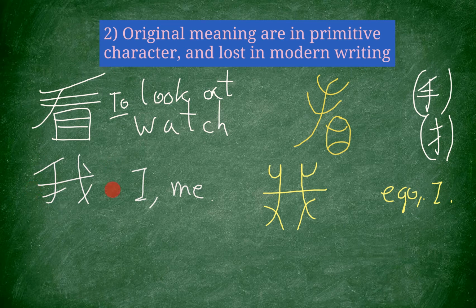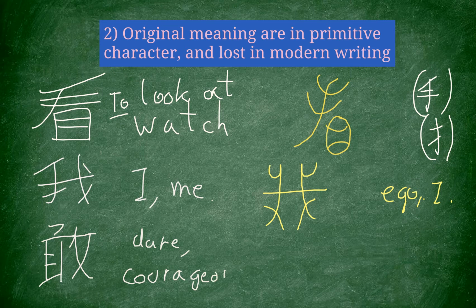So again, very different from the modern writing. This remained, but this had to change because there was no equivalent of writing this in modern writing. And then the last character is this. This means to dare or be courageous. In the primitive meaning, the drawing is actually a little different, but the meaning is the same.